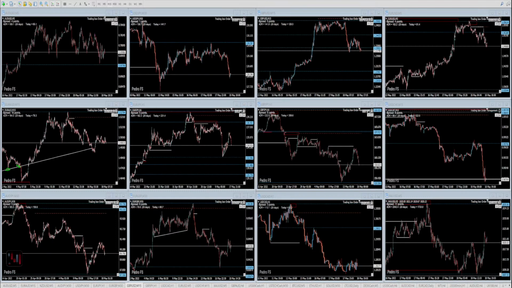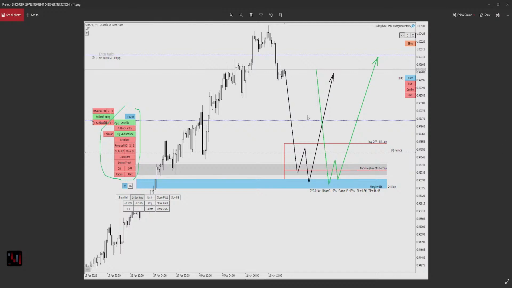Maybe I should do a quick review of what this trading box does. I hope you can see. Oops, one second, I'm still not sharing this chart. Change the screen. Yeah, you guys can see it now.